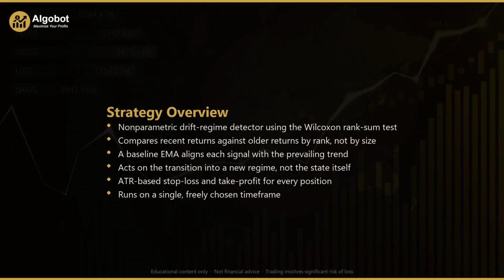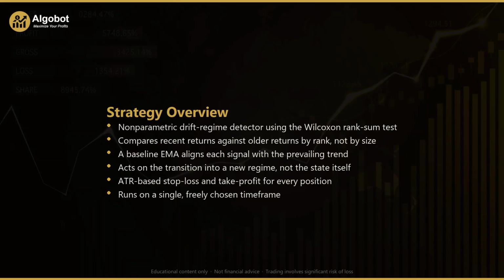Let's get started. So what does this expert advisor actually do? At its heart, Rank Sum Momentum Shift is a drift regime detector. The idea is that a trend is born when the distribution of bar-to-bar returns quietly shifts upward or downward. In plain language, the market starts printing systematically larger or systematically smaller moves than it did a moment ago. Most simple tools try to spot this with an average, but a single unusually large spike bar can distort any average and produce a false reading. The rank sum approach sidesteps that problem entirely.